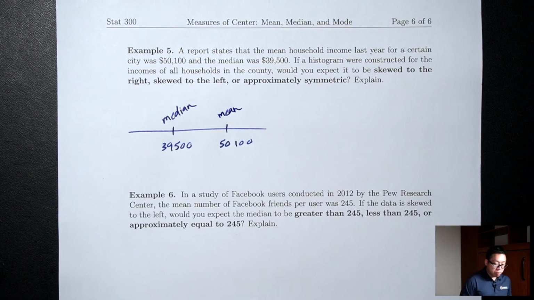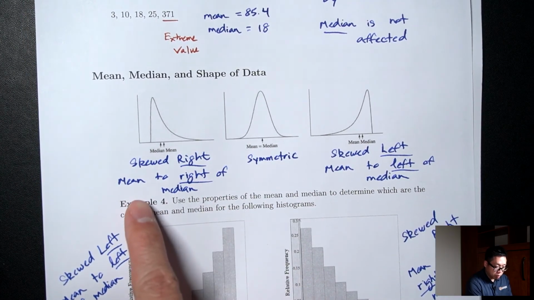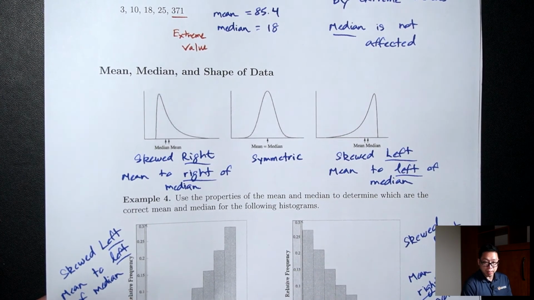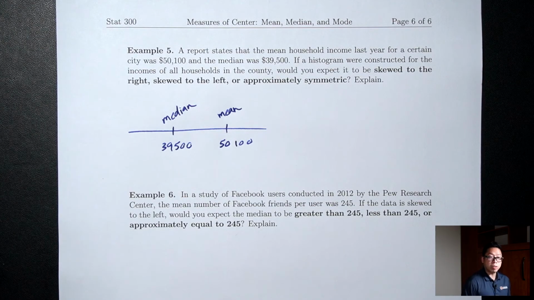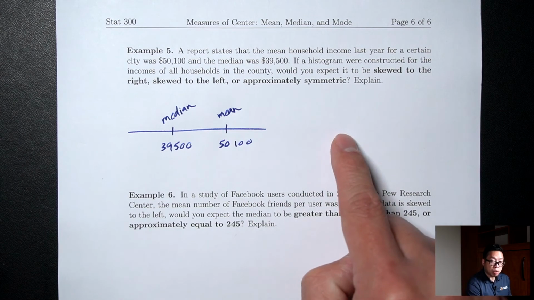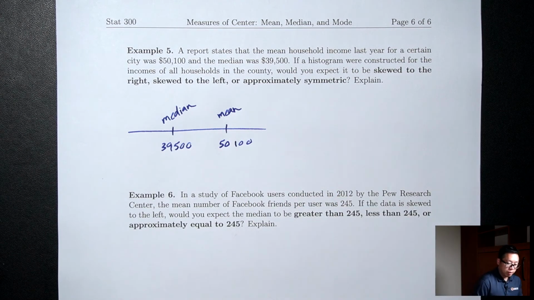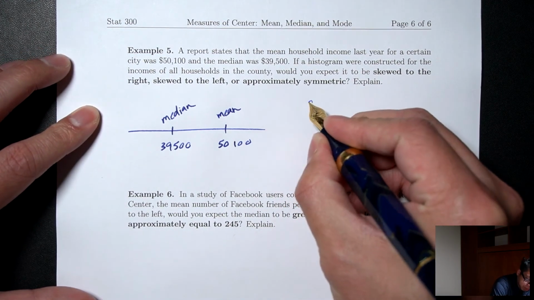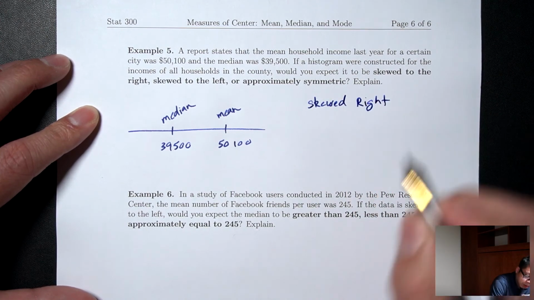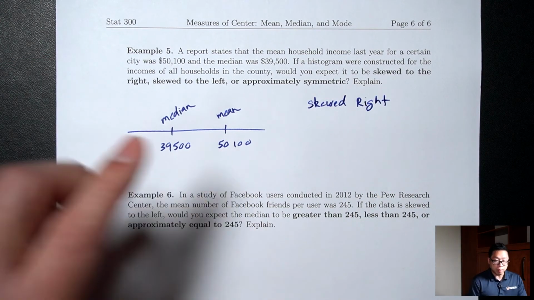Now, what do I know about location of the mean and skewedness? I know that if it's skewed right, the mean should be to the right of the median. If it's skewed left, the mean is to the left of the median. What is it in this case? Where's the mean? Is the mean to the left or to the right of the median? The mean is to the right, which means the histogram would be skewed right. So this is going to be skewed right, because the mean is to the right of the median.